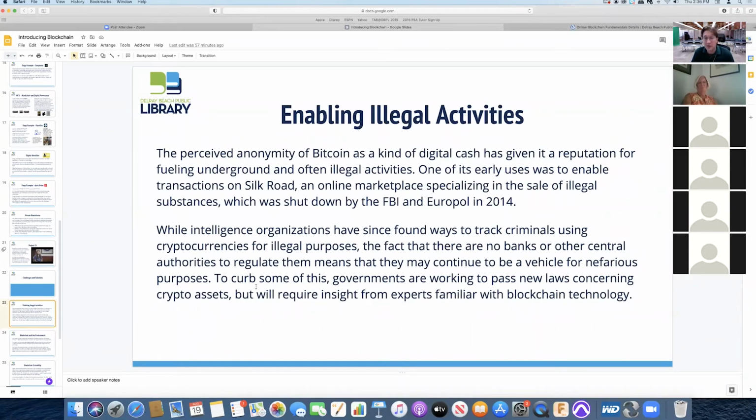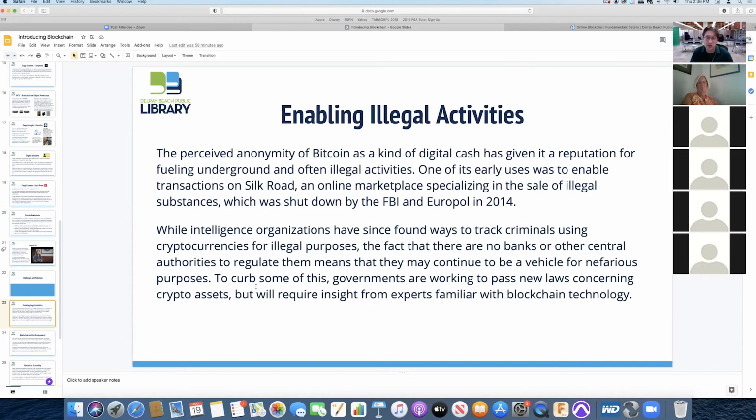The perceived anonymity of Bitcoin as a kind of digital cash has given it a reputation for fueling underground and often illegal activities. One of its early uses was to enable transactions on Silk Road, an online marketplace specializing in the sale of illegal substances, which was shut down by the FBI and Europol in 2014.